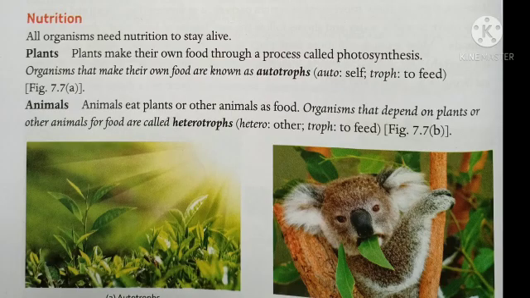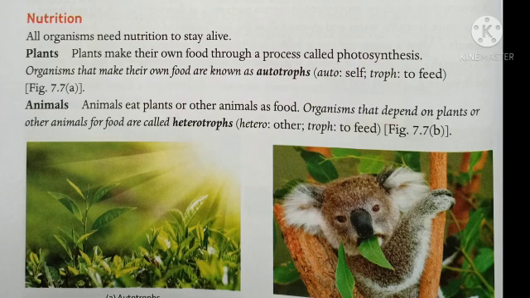Now students, the next characteristic of living things is nutrition. All living things need food. Like green plants manufacture their own food by photosynthesis, hence they are called autotrophs. While animals cannot manufacture their own food, hence they are called heterotrophs.